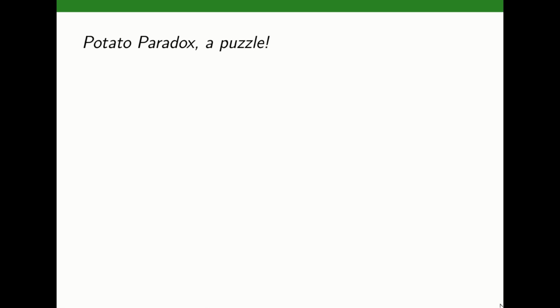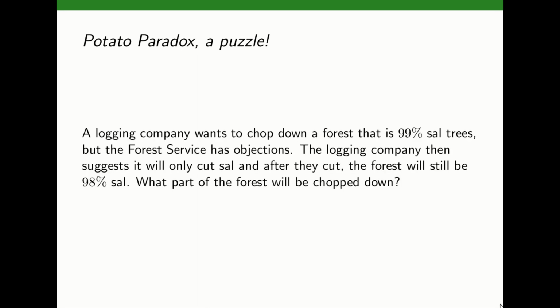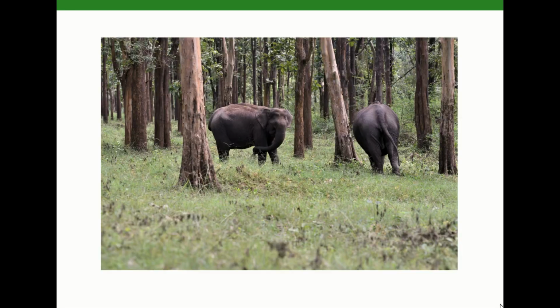Okay, so here is our problem statement. A logging company wants to chop down a forest that is 99% sal trees, but the Forest Service objects. The logging company then suggests it will only cut sal, and after they cut, the forest will still be 98% sal. What part of the forest would be chopped down? And here we have a picture of a beautiful green forest with a couple of elephants just chopping around.